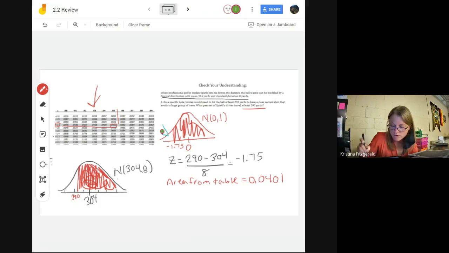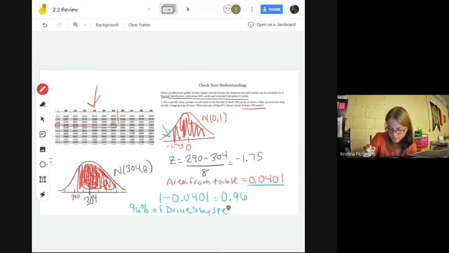Now, keeping in mind, I'm going to switch colors here. The 0.0401 is that other side, because the table always gives us the area to the left of whatever we're looking at, and in this case we want the area to the right. The whole picture adds up to 100%, so we're going to have 1 minus 0.0401, which gives us about 0.96. So we would say 96% of drives by Spieth will be at least 290.